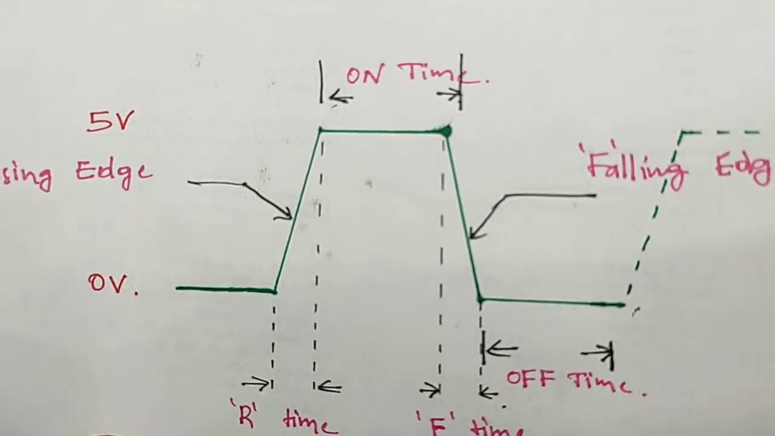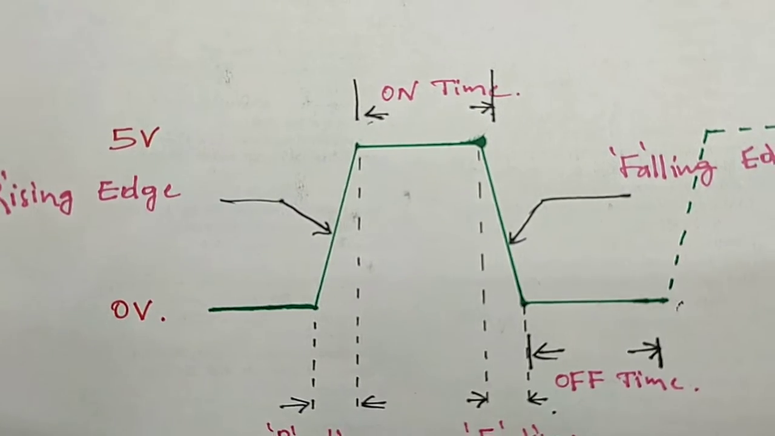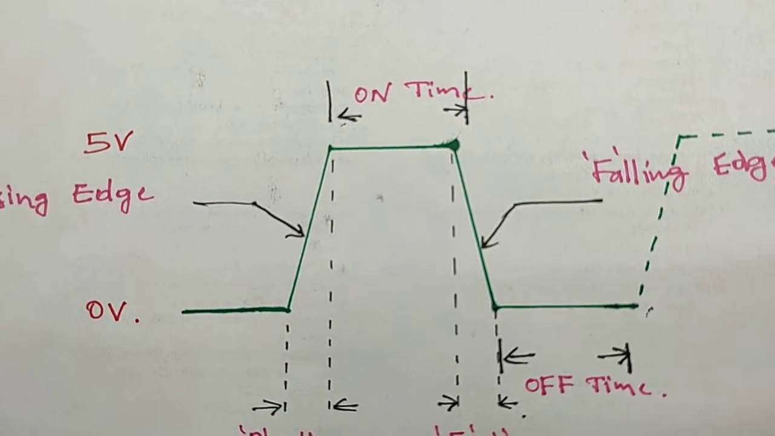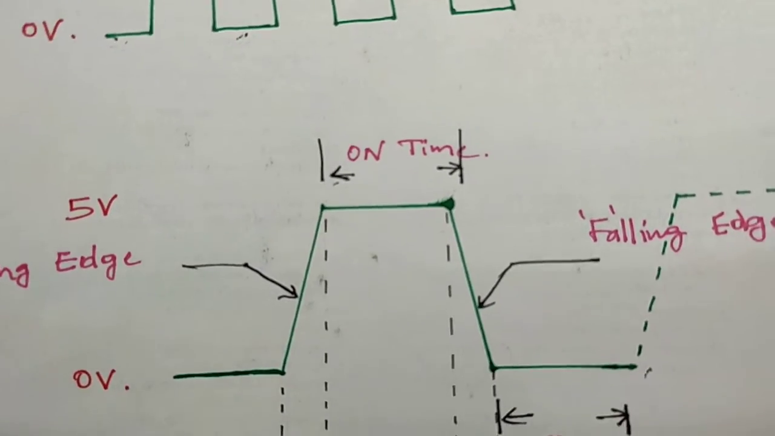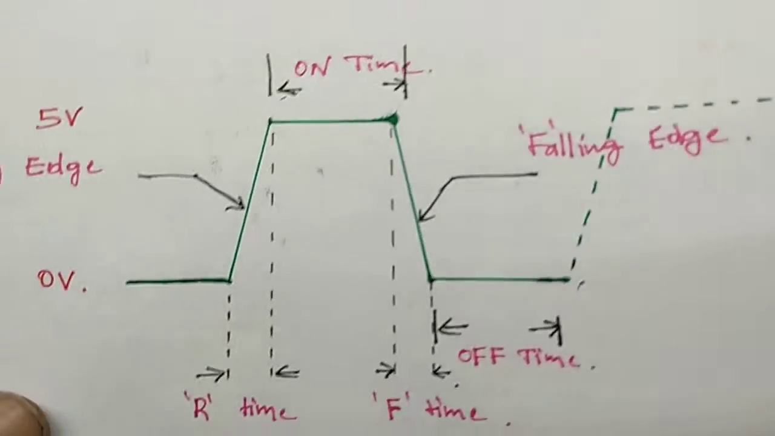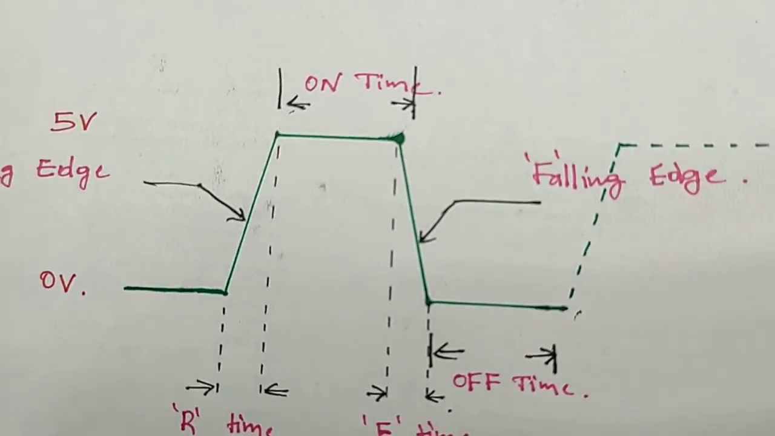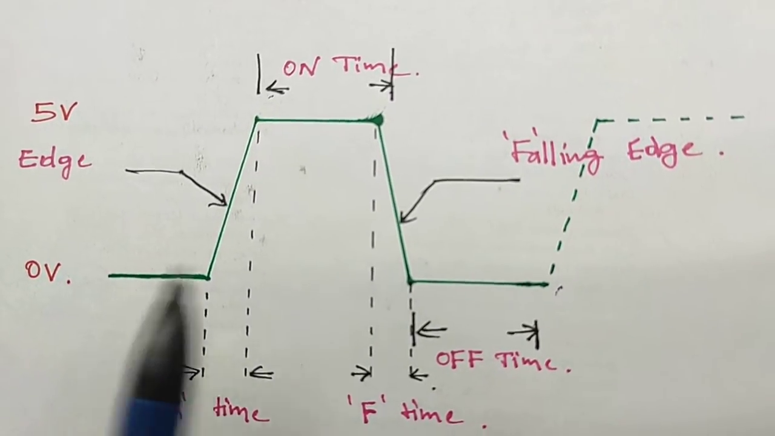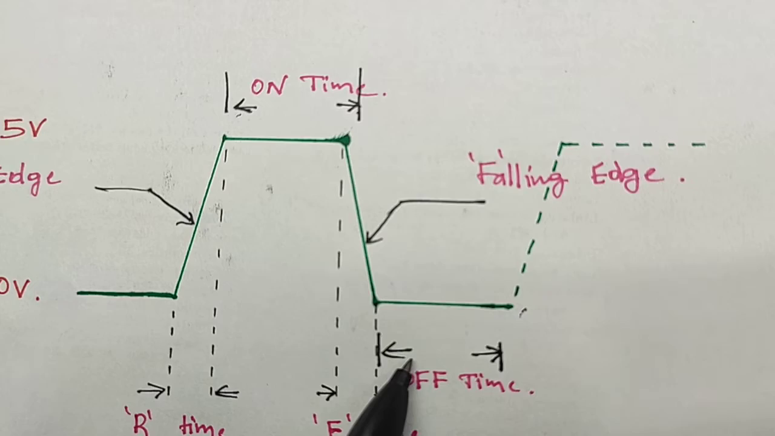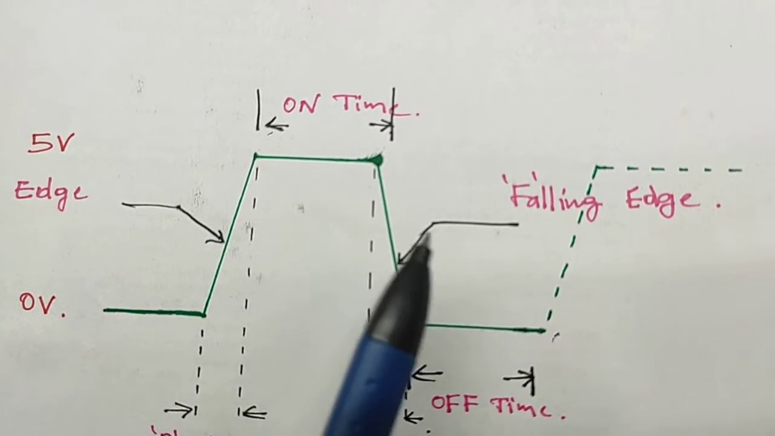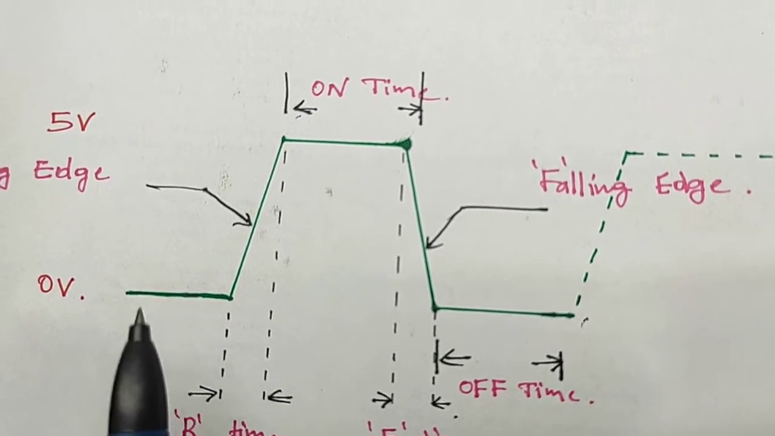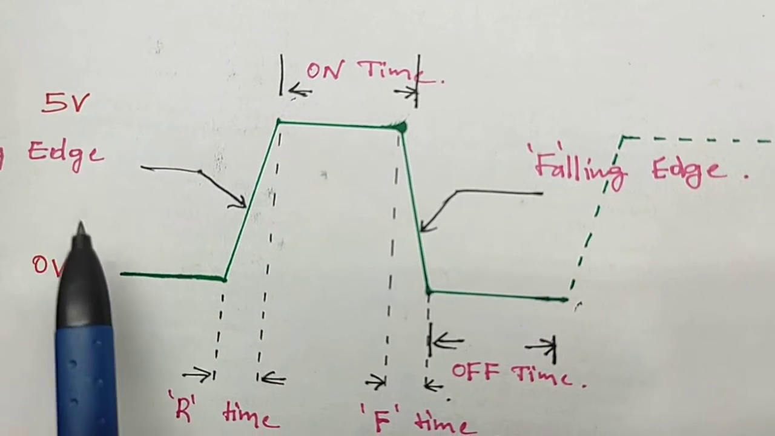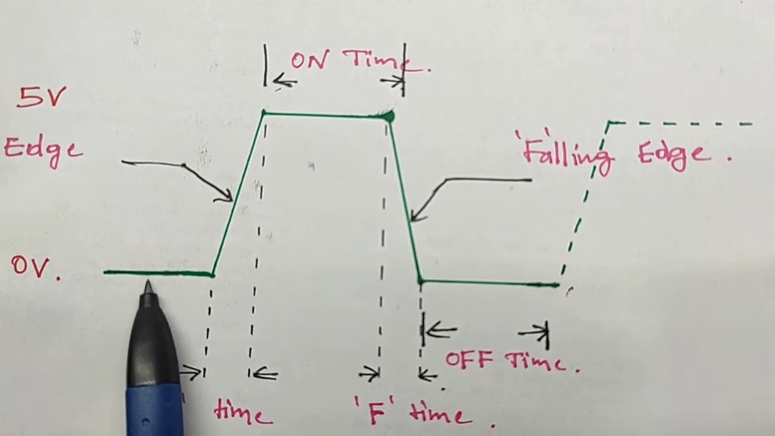And see here, a single pulse square wave diagram. This is on time, this is off time. On time means logic 1, off time means logic 0. On time equals 5 volts and off time equals 0 volts.